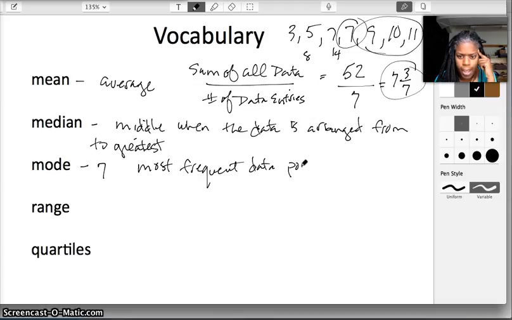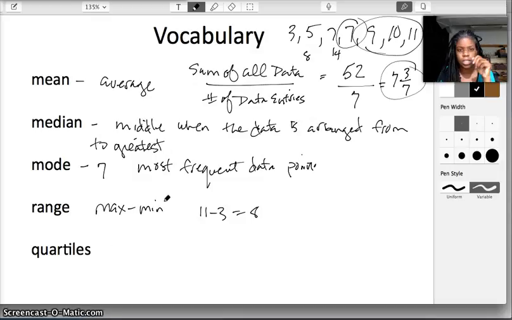All right, and then the range is going to be the difference between the maximum and the minimum value. So the range in this case would be 11 minus 3, which is going to give me 8. So that's the range of the data.